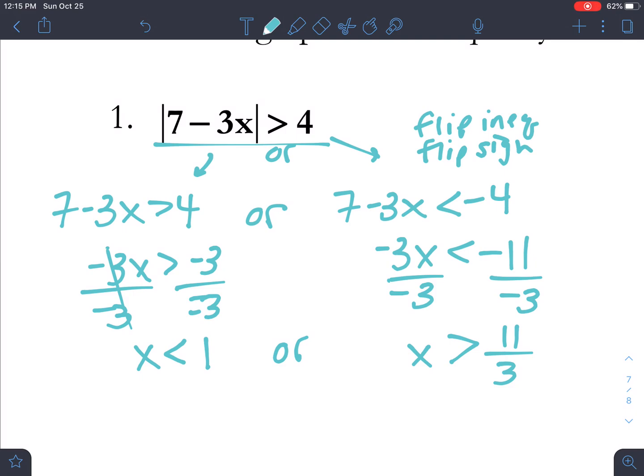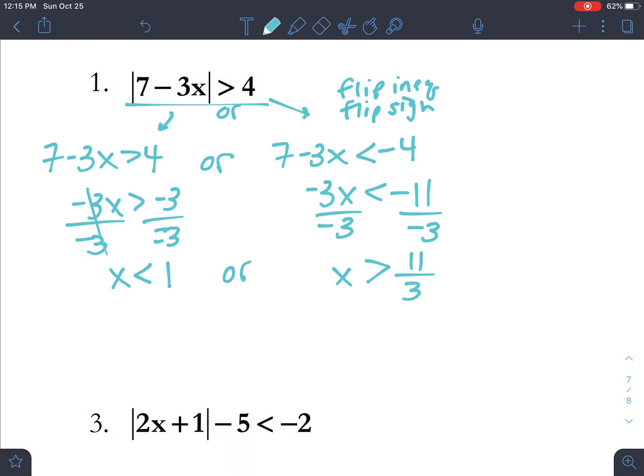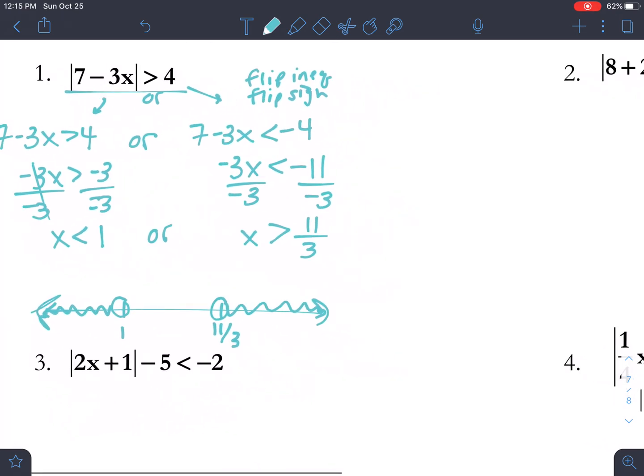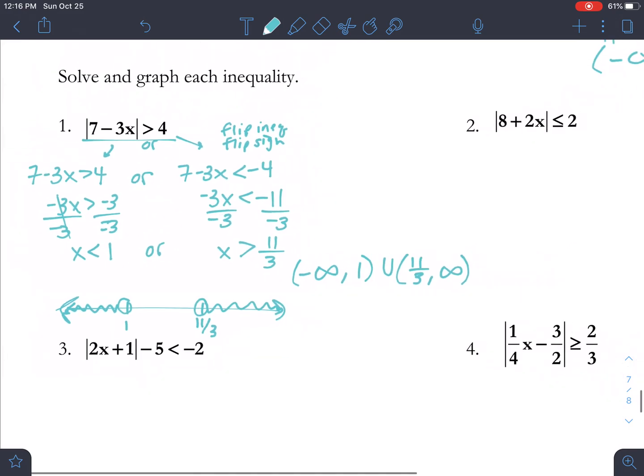All right, so let's see what happens here. x is less than 1 or greater than 11 thirds. If I make my number line, I might do that first just so I can see what's going on. 11 thirds is 3 and 2/3, so that would be up here somewhere, greater than 1. So it said greater than 11 thirds or less than 1. That's what our graph would look like. It's an OR problem, so we knew it was probably going to be a union, especially for absolute values. And that's the end there: negative infinity up to 1, parenthesis, union, 11 thirds to infinity.